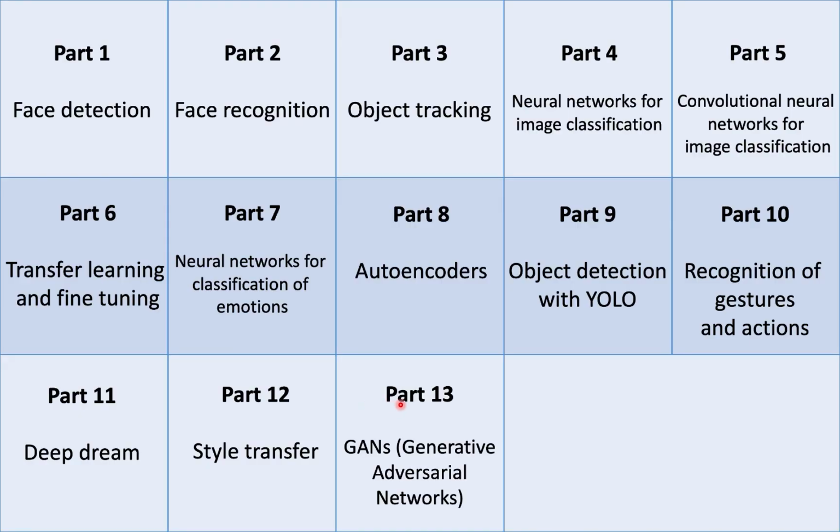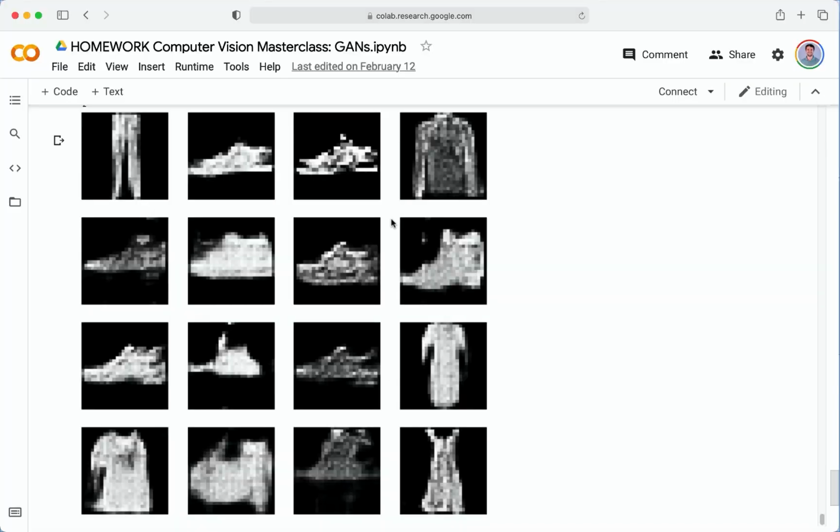In part number 13, you will be introduced to another interesting type of neural network, which is GANs, and the goal is to train a neural network to generate images similar to the real world. These images here actually don't exist in the real world, and they were generated by a neural network.